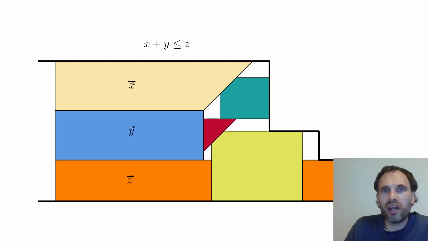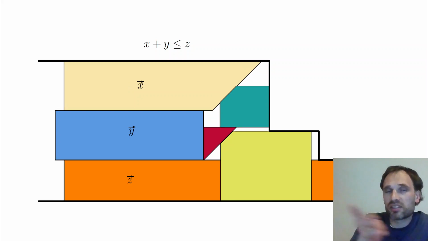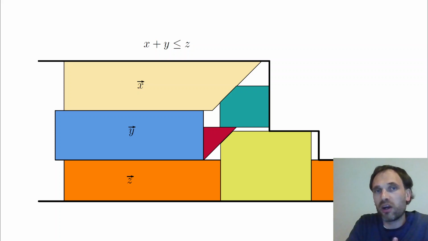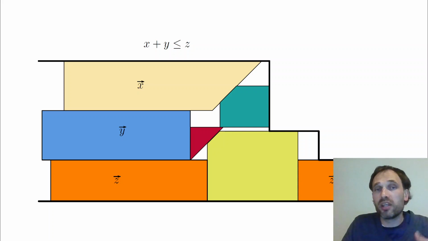Then we have to encode addition. This is a simplified way of displaying the addition gadget. Here we have only one inequality. What you can see is that if I push x, I also have to push z. And if I push y in the other direction, then z can also go further to the left. And so you can then also do the other type of inequality.